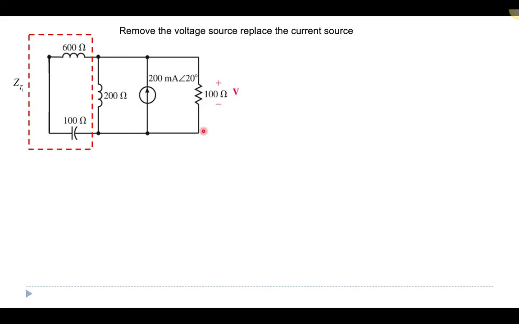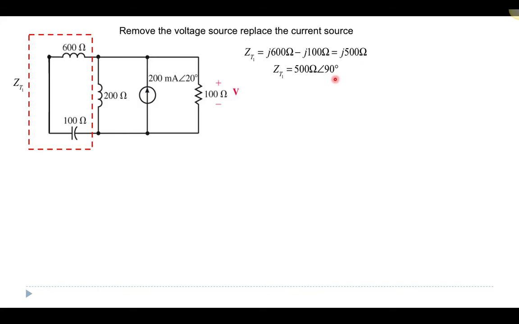So the first thing I realize is that on the left-hand side, the 600 ohm inductor and the 100 ohm capacitor, in terms of their reactance values, are in series with one another. So I can add those two values together, taking into account the fact that the inductor has a positive imaginary part, and the capacitor has a negative imaginary part, and so I get a total equivalent impedance for those two combined together of 500 ohms.